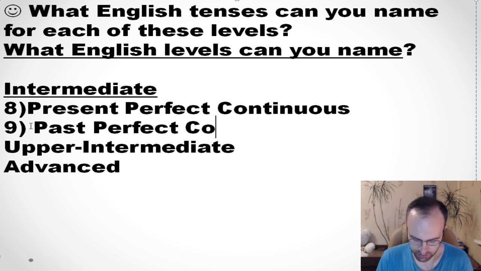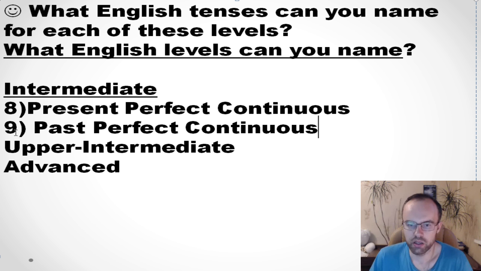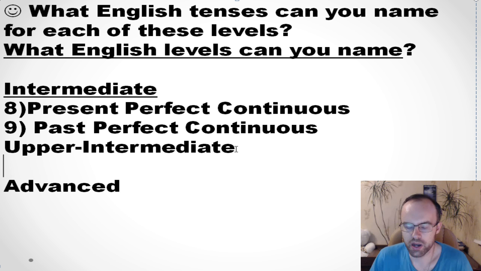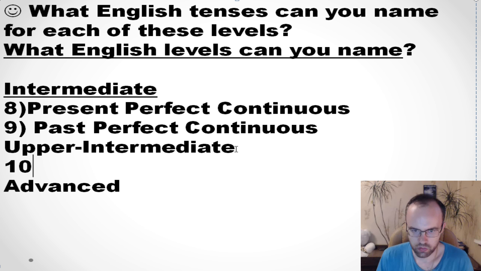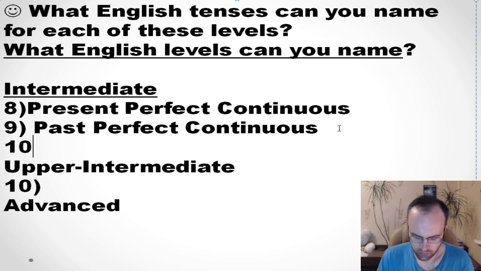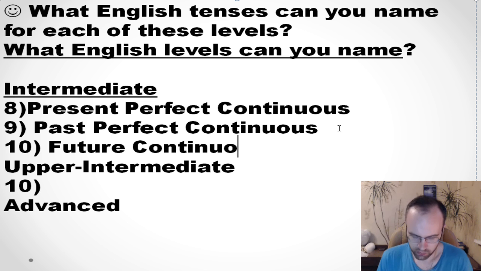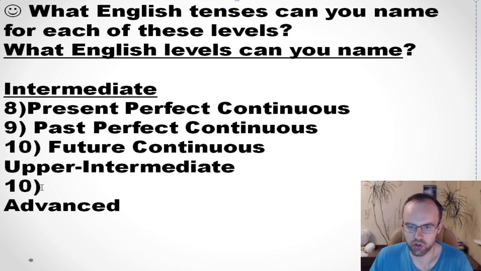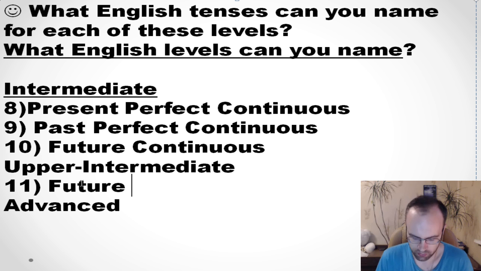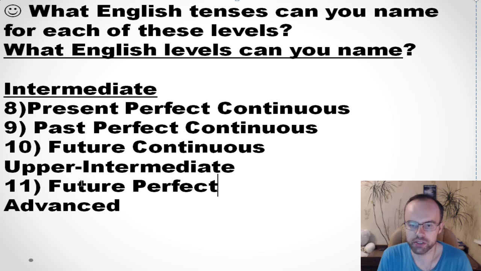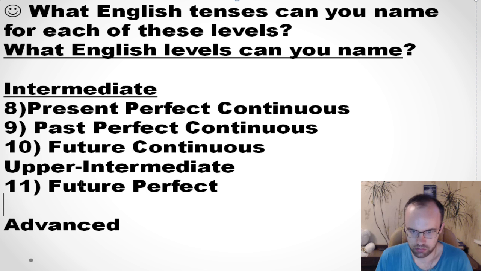Okay, and past perfect continuous. Okay, if we look at the next level, upper intermediate. So I think it's about, yeah, and one more here. So future continuous. Okay? So if we look at the next level, upper intermediate, so I believe that it's future perfect. Future perfect and so future perfect continuous.